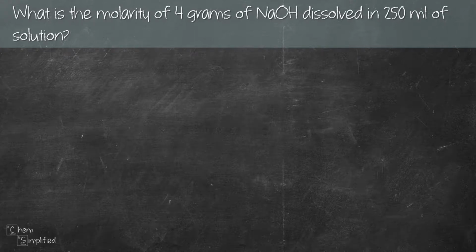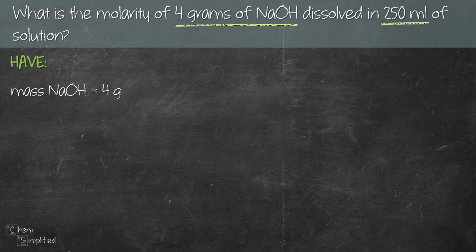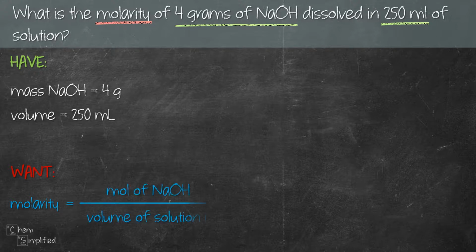In this question, we're asked to find the molarity when 4 grams of NaOH is dissolved in 250 ml of the solution. So what we have is 4 grams for the mass of NaOH, and we have 250 ml for the volume. And the question wants us to find the molarity. In this case, we're going to need the formula for molarity, which is moles of NaOH divided by the volume of the solution in liters.